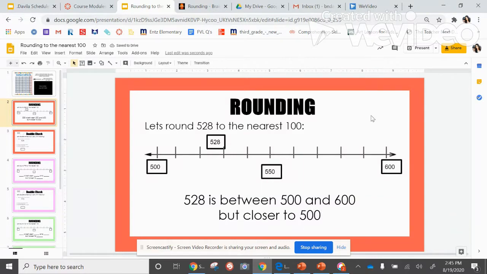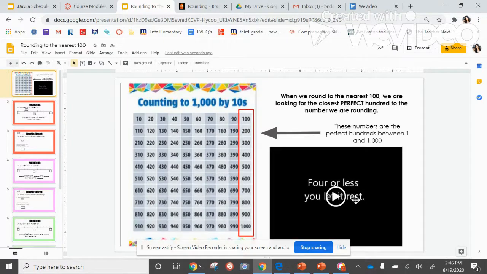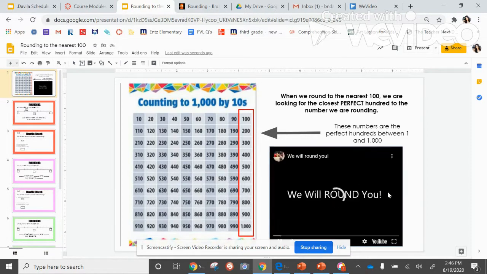Now, boys and girls, now that we have a really great understanding of what the number line looks like to round, I'm going to show you a way to double check your work, okay? And that includes a song. So we are going to listen to this song, and this will help us check our work with rounding. The tune might sound familiar to you.